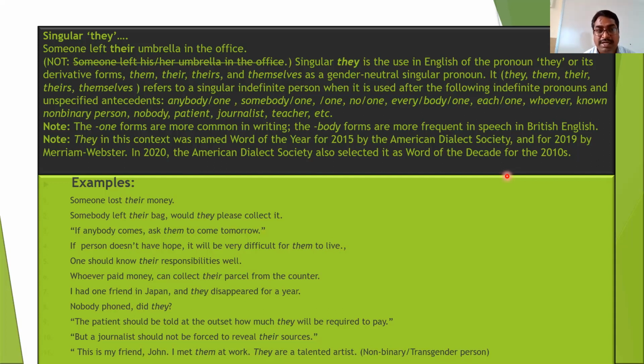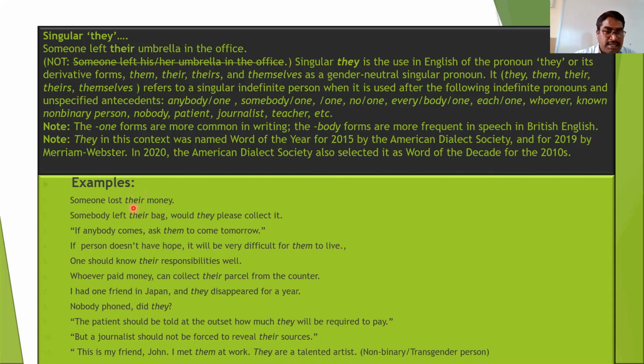It got this much recognition. This is something uncommon and something new, something which happened for the first time in the history of the language. Right? Hope you understood the difference between singular they and plural they.